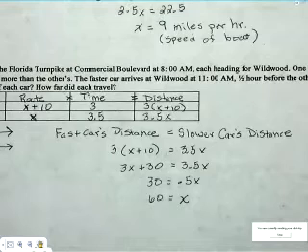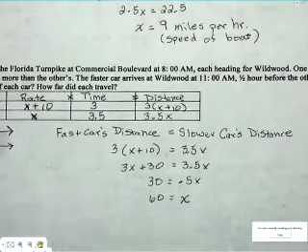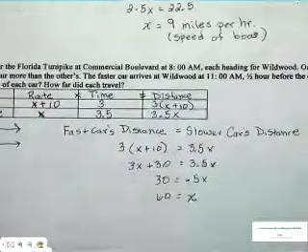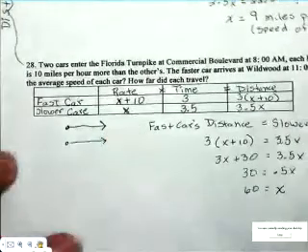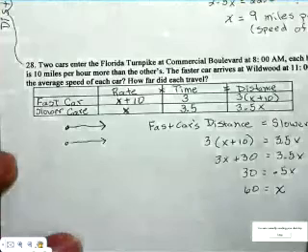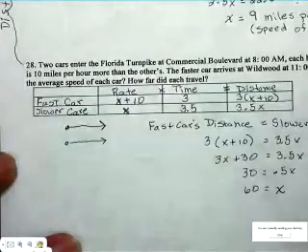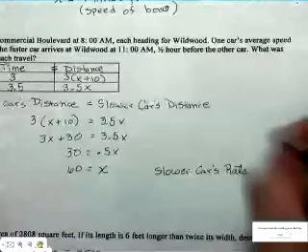Don't come back and say X equals 60. What is that 60? It's the speed of the slower car because that's what we let X be. The slower car rate is 60 miles an hour.